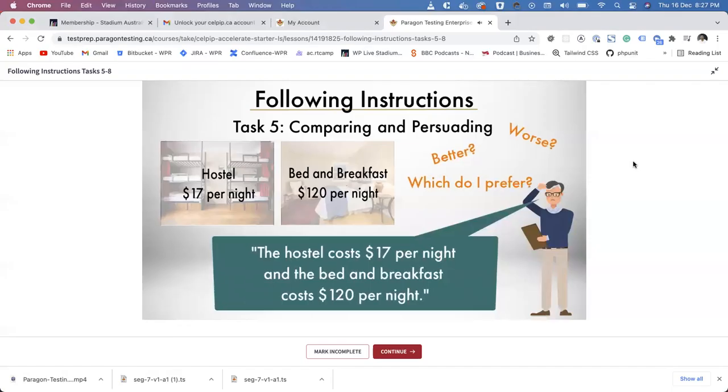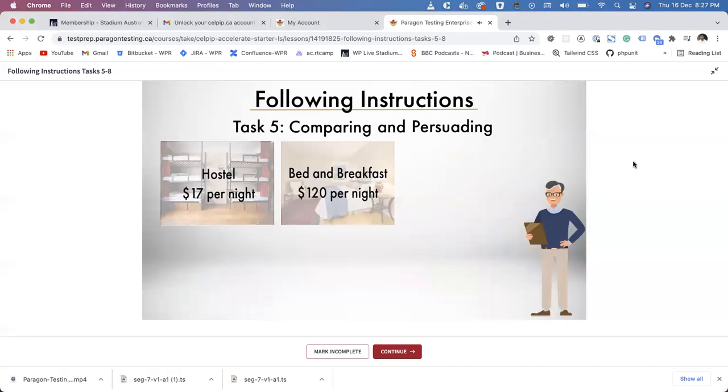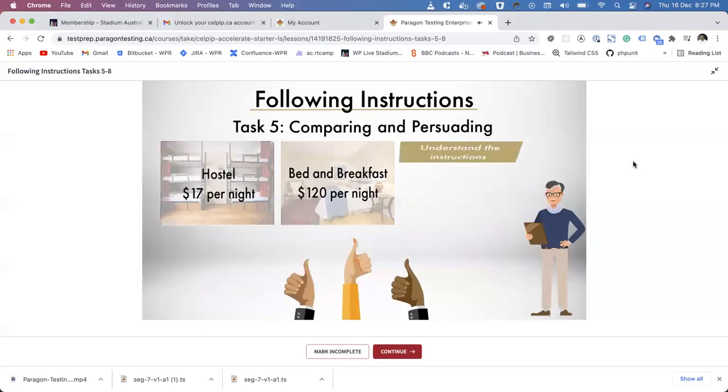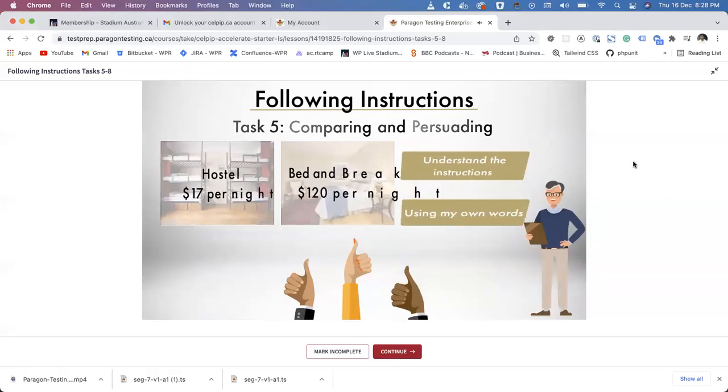However, if I say, I think the hostel is a much better choice. The hostel is much cheaper than the bed and breakfast. Then I am clearly expressing my preference, and I am explaining why one is better than the other by saying that it is cheaper than the other option. Here, not only am I showing the raters that I understand the instructions, but I am also showing the range of my vocabulary by using my own words to persuade someone that my choice is better.